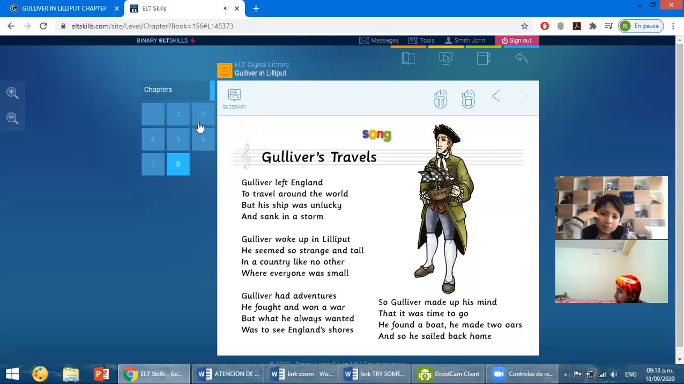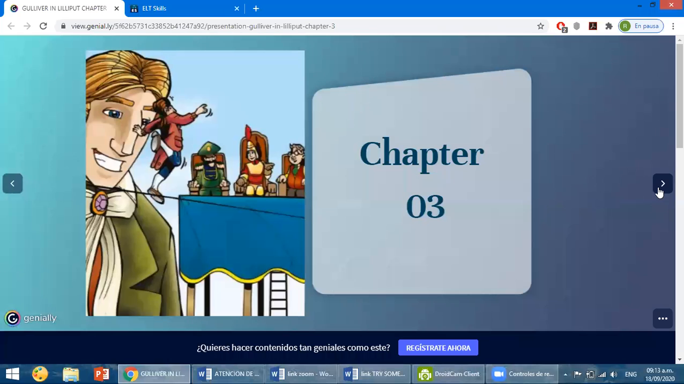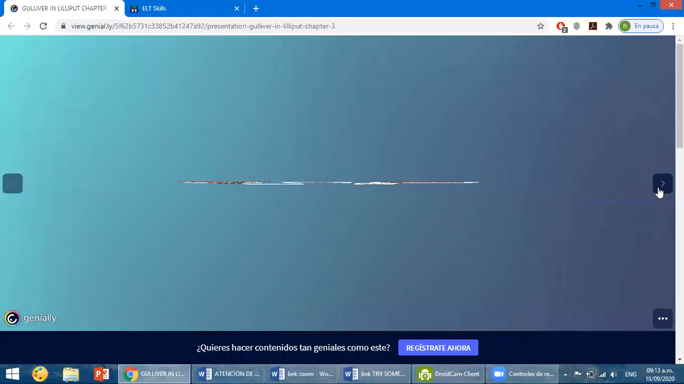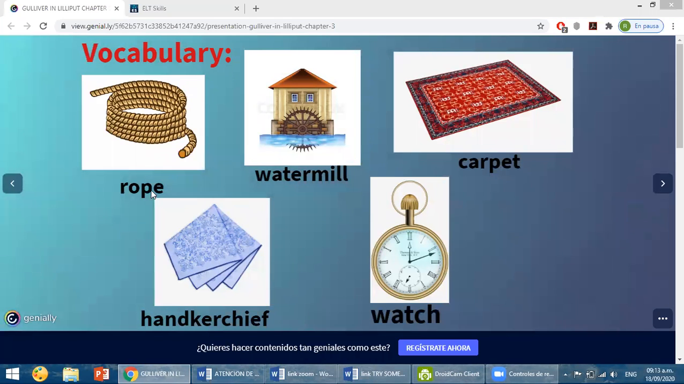Okay, let's start with Gulliver, chapter 3. Today we are going to continue the story. But first, let's start with the vocabulary, okay? This is the vocabulary for today. Easy. Listen and repeat, please, okay? Open your microphones. Repeat, please.